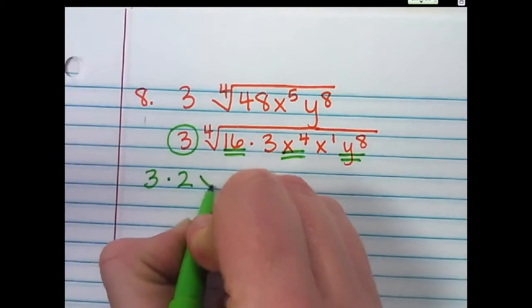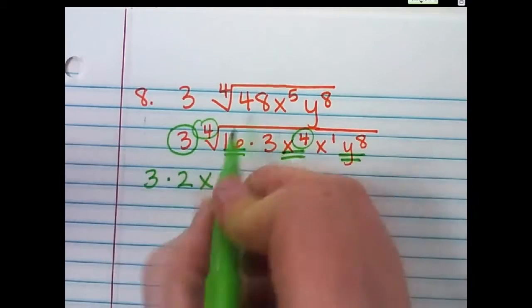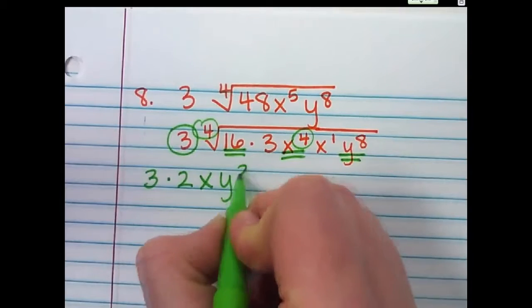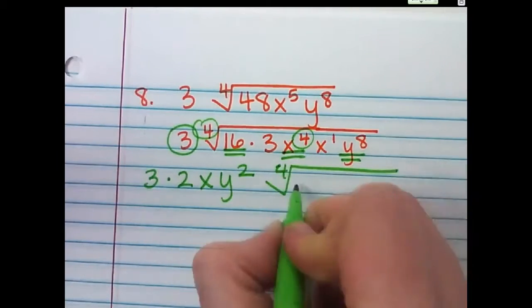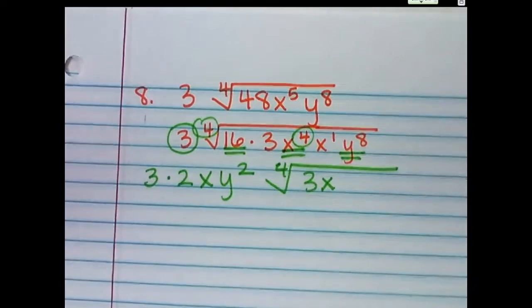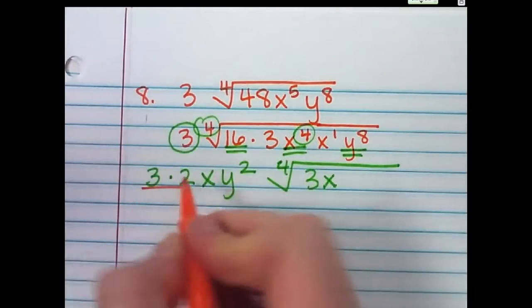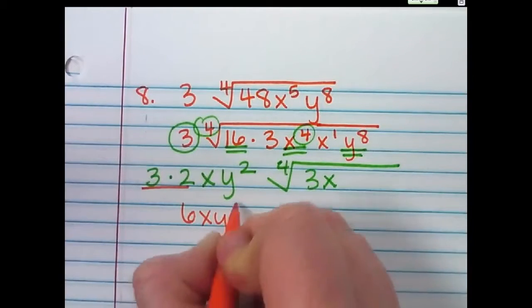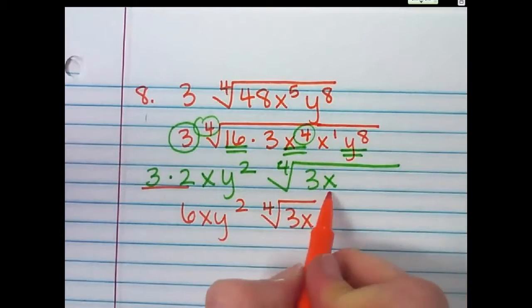I bring out how many x's? 1, because it's 4 divided by 4. And how many y's? 2. And then what's left on the inside? 3x. Okay, and then go ahead and multiply these. So our final answer, 6xy squared, fourth root of 3x.